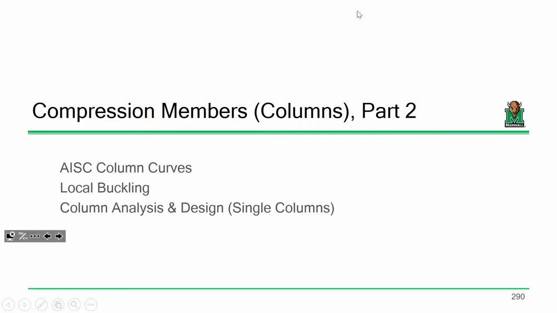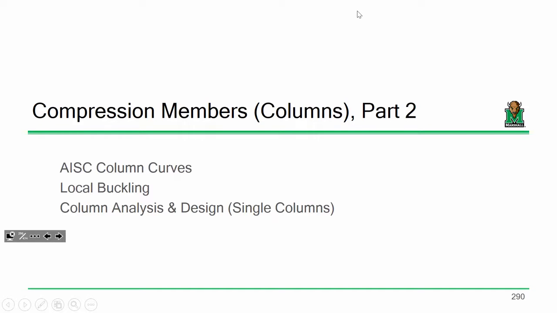So if you remember from last time, we started talking about column behavior, and we started off deriving the fundamental Euler buckling equations for the load: pi squared EI over L squared, and then for the buckling stress, pi squared E divided by the slenderness squared. And then, after we derived all that, we said, okay, here's why they're not good enough. And we found that there were two really big reasons as to why they were wrong.